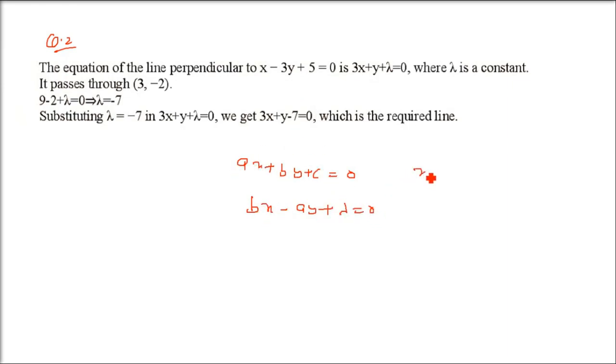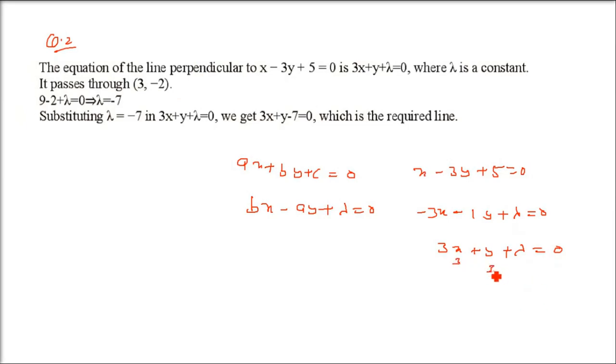So what we have here is x minus 3y plus 5 equals 0. Here we take b, so minus 3, and a, so it will be 1. I change the places of a and b, x here, y here, and I change the sign also, minus, plus lambda equals 0. Let us multiply both sides by minus 1, so that we get mostly positive. 3x plus y minus lambda equals 0. And minus lambda, it doesn't matter, so you can just write plus lambda. 3x plus y plus lambda equals 0. So this is what our final line should be.